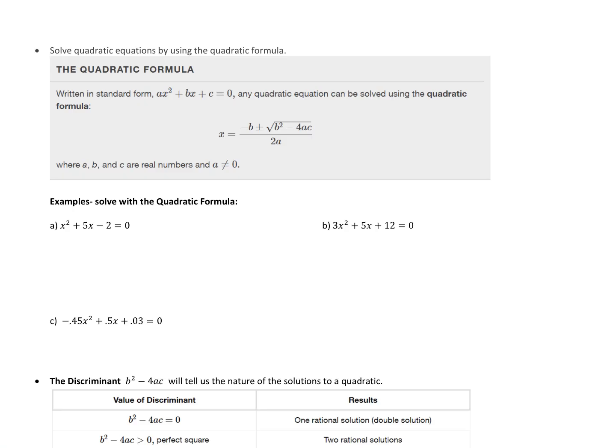When we have a quadratic equation that's in standard form, ax squared plus bx plus c equals 0, any quadratic can be solved using the quadratic formula x equals negative b plus or minus the square root of b squared minus 4ac all over 2a. We're going to do some examples below.